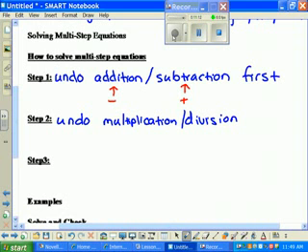Division. Next. How do I undo multiplication? Divide. How do I undo division? Good. Multiply.